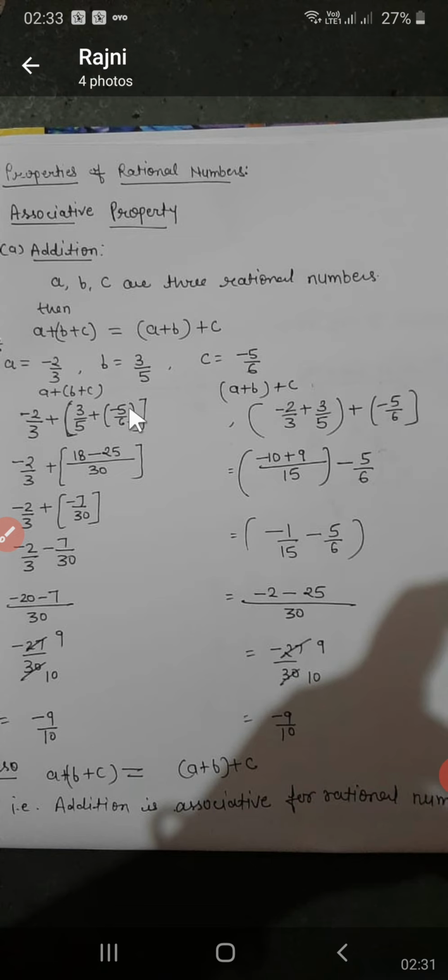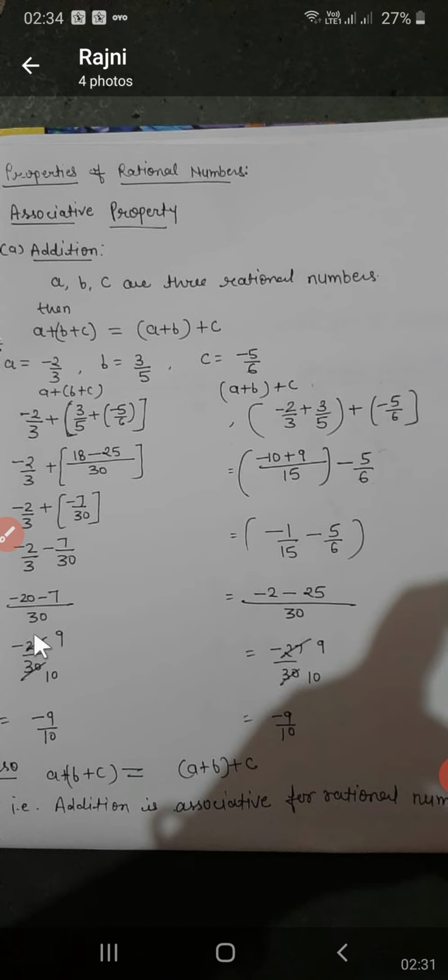6 fives are 30, so 5 fives are 25. Look here, plus minus minus 25 minus 18, what you will get 7. The bigger digit is 25, negative, so here will be a negative sign. Minus 2 by 3 plus minus 7 by 30. Again 3 and 30, what will be the LCM? LCM will be 30. 3 tens are 30, so 2 tens are 20, you have to keep here 20 minus 7. So you get minus 20 minus 7, you will get 27 divided by 30. Here negative sign for the greater digit.